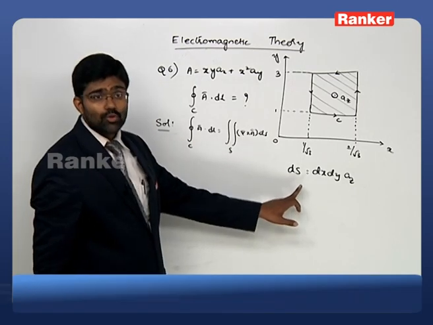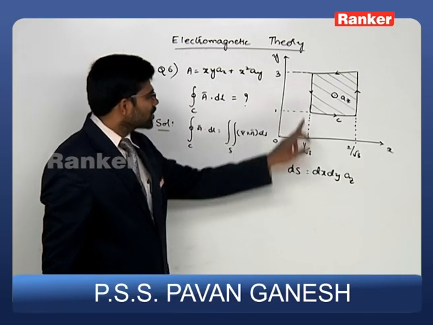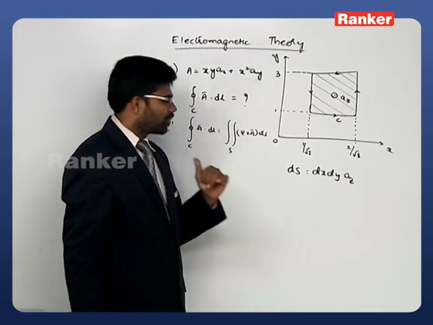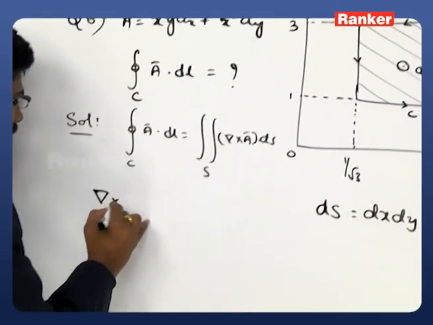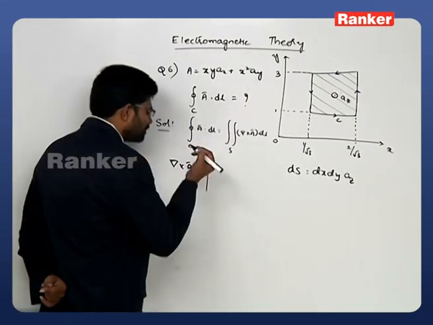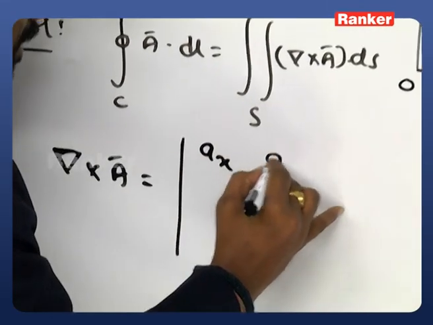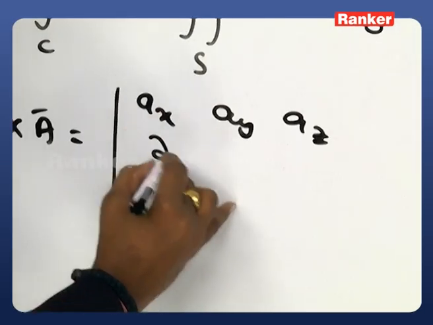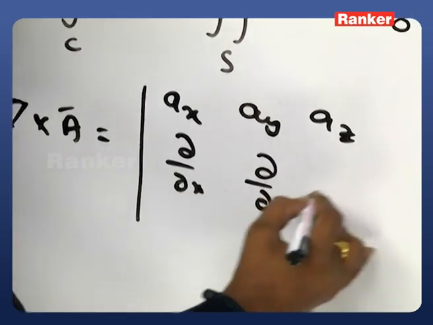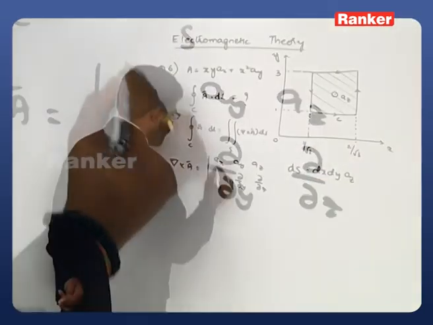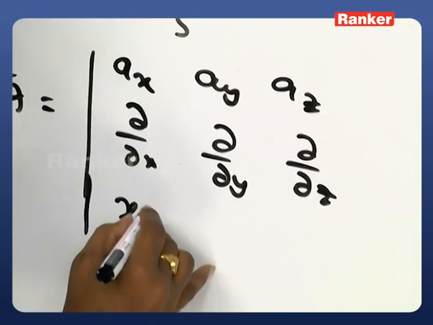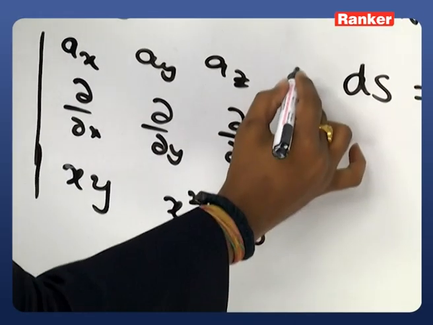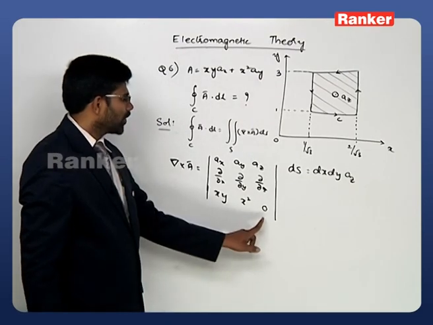Since the differential surface is known to us, go for this method. If it is not known to us, just go for the conventional method, right? Now the calculation of this curl remains. I will calculate the curl of A bar. So del cross A bar is equal to the determinant with the unit vectors ax, ay, az, the components of del being dou by dou x, dou by dou y, dou by dou z, and for A, the component of x is xy, the component of y is x square, and for the z component we have no term, so I replaced it with 0.